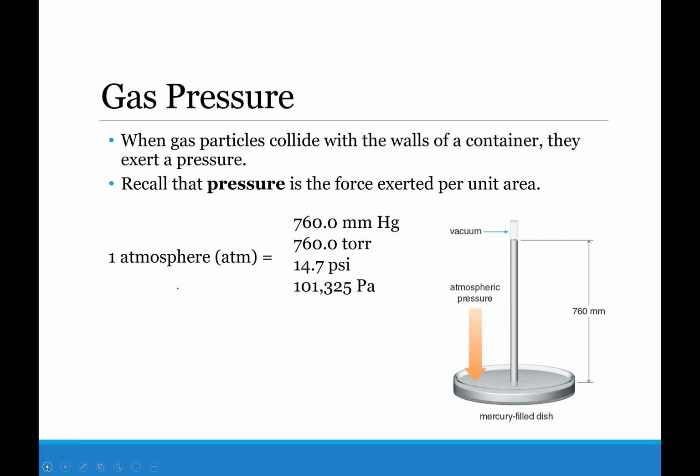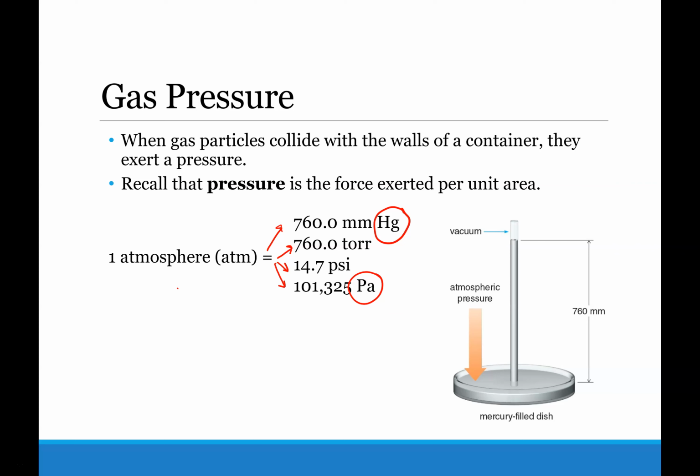So you can see here that 1 atm equals 760 millimeters of mercury. This is the chemical symbol for mercury, Hg, so that reads millimeters of mercury. 760 torr, 14.7 psi, and 101,325 pascals. You're used to seeing this unit of pressure, pascals, but millimeters of mercury, torr, psi, and atmospheres are all different ways that we can measure pressure.